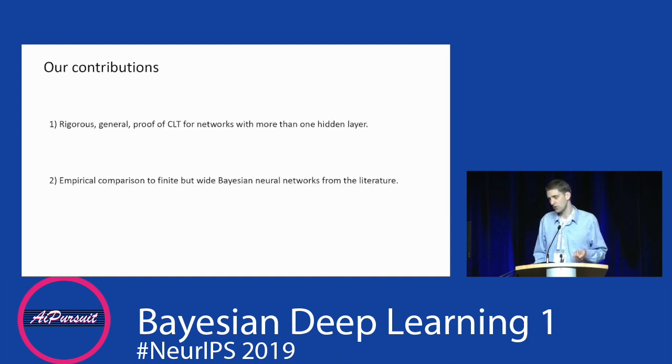So what were our contributions? Well, we gave a rigorous general proof of the central limit theorem with more than one hidden layer. And then, of particular relevance to this workshop, we did an empirical comparison to finite but still wide Bayesian neural networks from the literature.